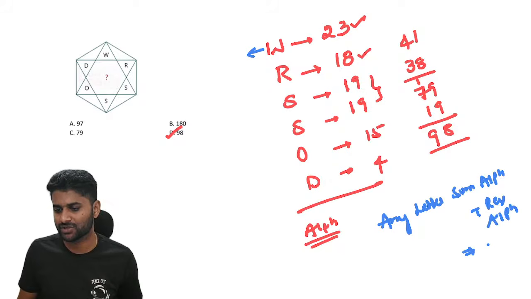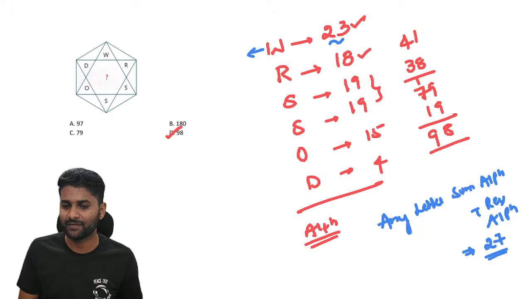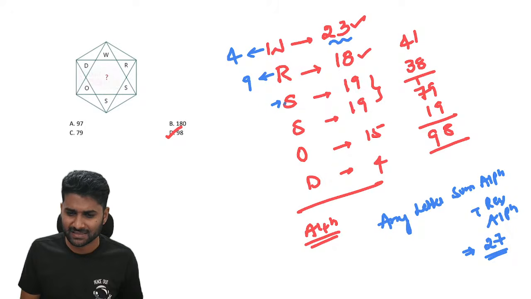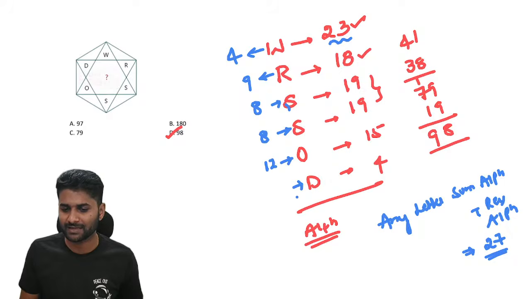Reverse alphabetical position is always 27 minus the alphabetical position. See, if it is 23, reverse alphabetical is 4. If it is 18, reverse alphabetical is 9. If it is 19, we require, see, this is H now, it is 8, reverse alphabetical 12. And D, 4 is the alphabetical position and reverse alphabetical is 23.